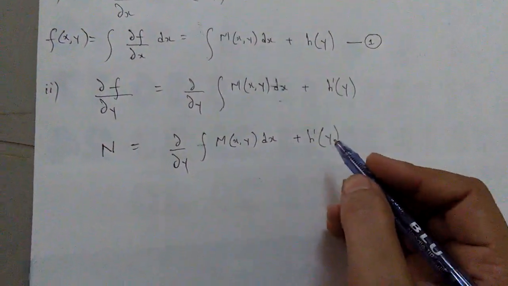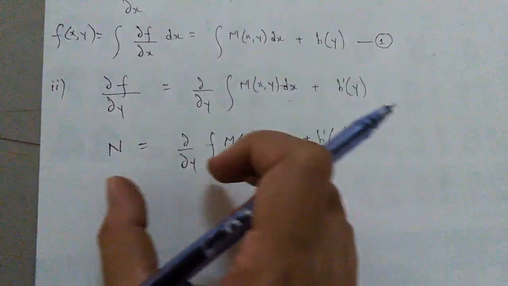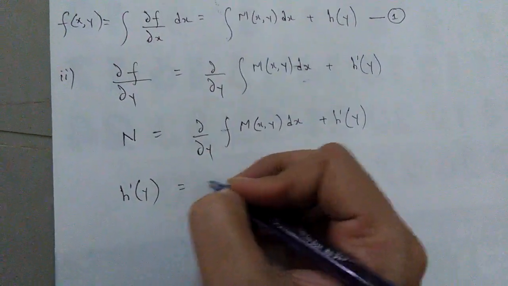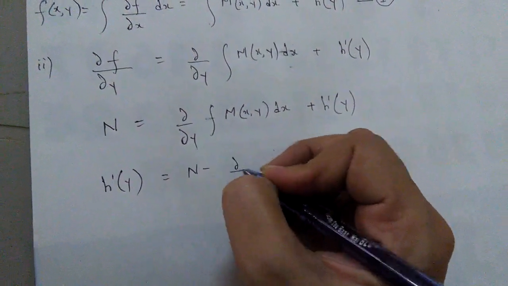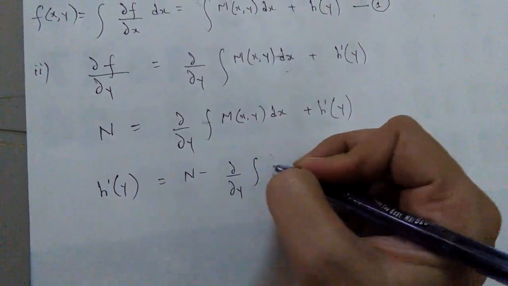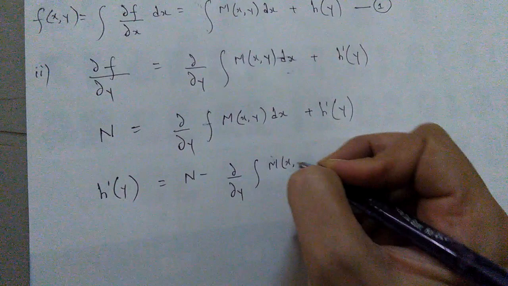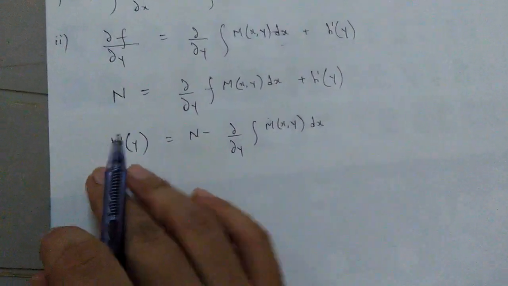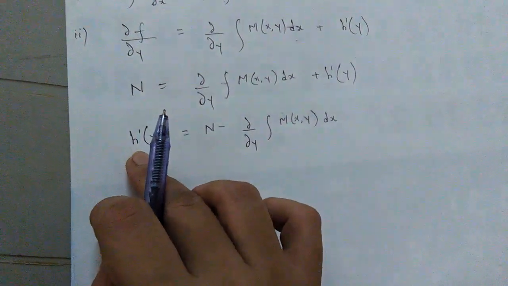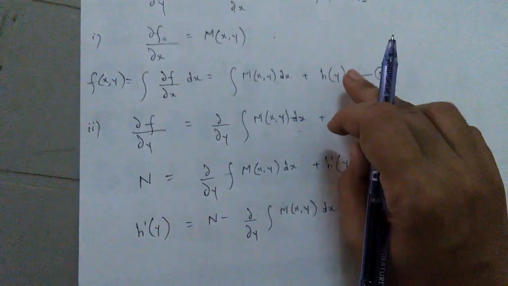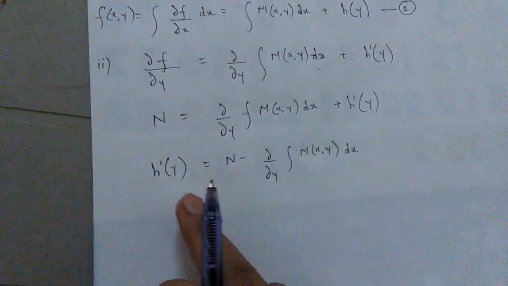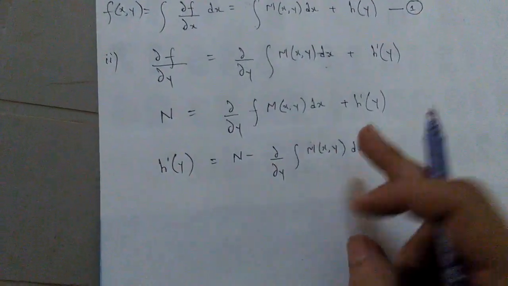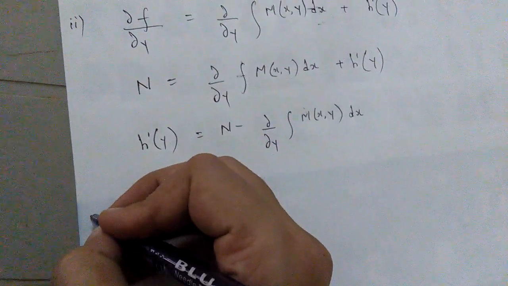Okay, now in order to get your h prime y, you just shift this thing over here and we are going to get our h prime. Once you get the answer for h prime, we need to find our h in order to get the function. What we do is integrate this equation with respect to our y.